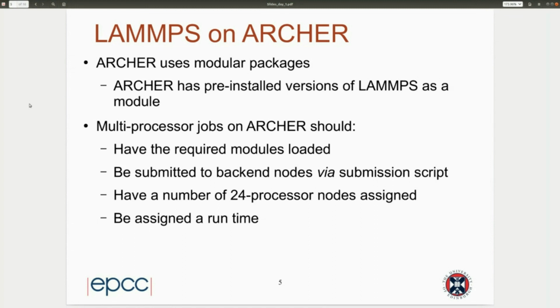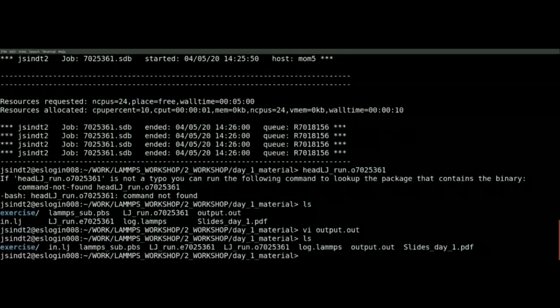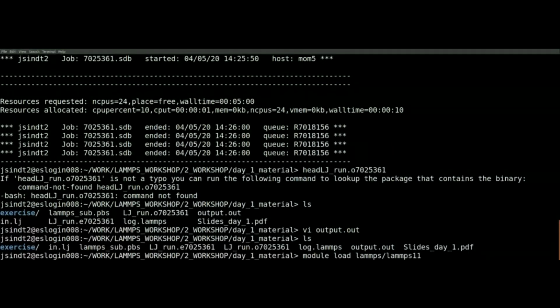For jobs that take more than 1 processor, you must submit them on one of the backend nodes, as opposed to on the head node, the login node. If I were to try to run LAMMPS on the login node, it will tell me that it is not happy. I'm in exactly the same directory, module load LAMMPS, was it 11? I think there was a minus sign, wasn't there?